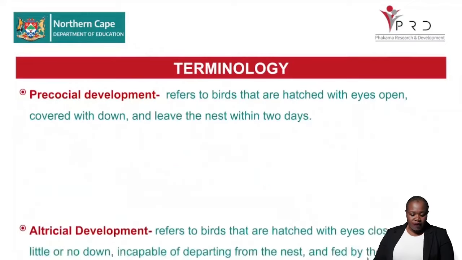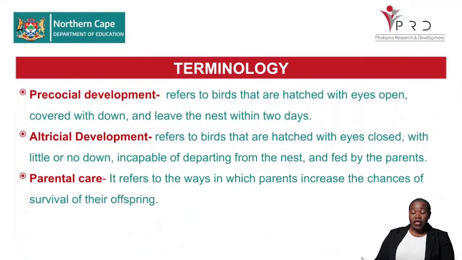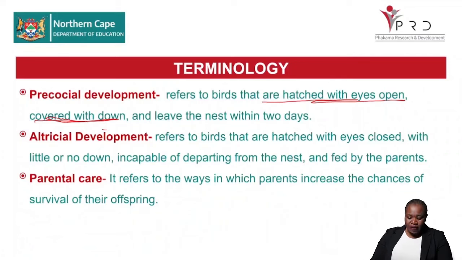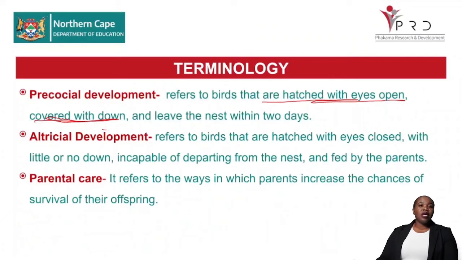Okay, next one we have is precocial development and altricial development, as well as parental care. Precocial development refers to birds that are hatched with eyes open, covered with down. So the fact that they are covered with down or feathers shows that they are well developed, and they leave the nest within 2 days. So they leave the nest very early to show that they are prepared to take care of themselves, basically. Altricial development, this refers to birds that are hatched with their eyes closed, with little to no down feathers, incapable of departing from the nest, and they are fed by their parents. So these ones are poorly developed, they cannot take care of themselves, meaning that parental care is needed.